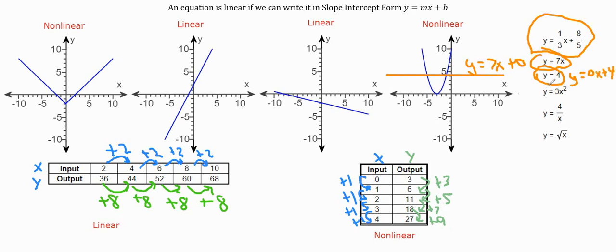The next one, y equals 3x squared. That's not a straight line. That would look like a capital U, like the last graph did over here. It looks something like that.